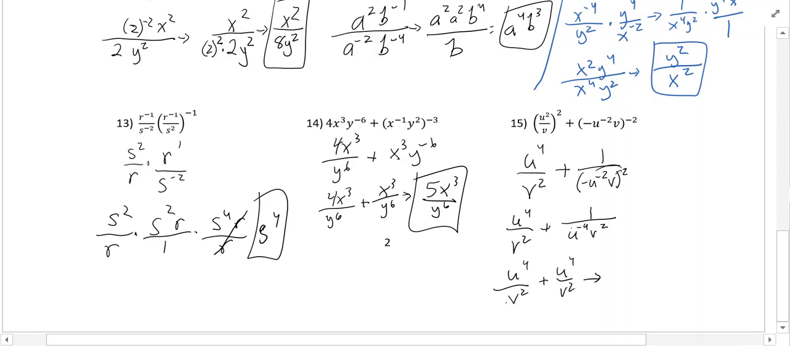So now they have a common denominator, so I can just add the numerators. So 1u to the 4th plus 1u to the 4th is 2u to the 4th over v squared. So that's your answer there.